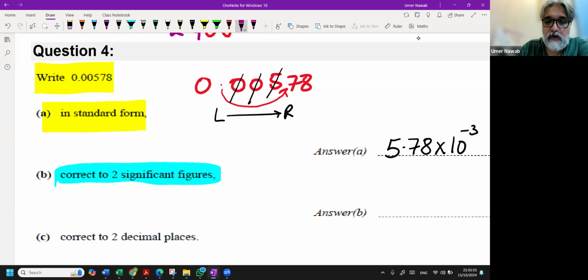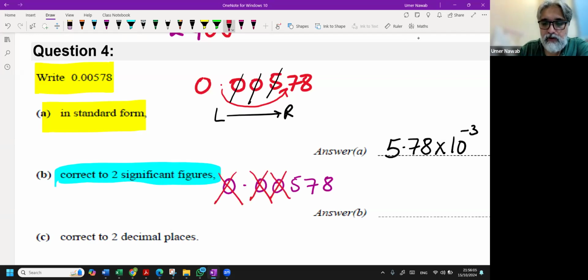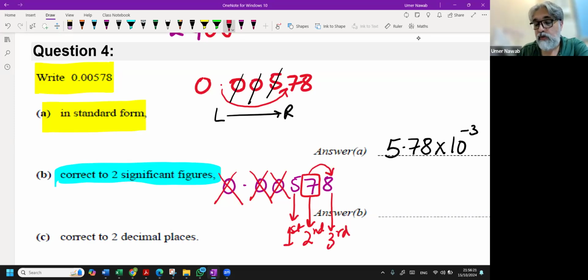Next, I want to write this number to two significant figures. So again, let me copy the number. 0.00578. The zeros are not significant. So 5 is at the first significant, 7 is located at the second significant, and 8 is located at the third significant. And I have to write the number to the second significant figure. Now, after 7, what do I have? I have 8. So I need to increase 7 by 1. It becomes 8. So 0.0058. This number is written to two significant figures.